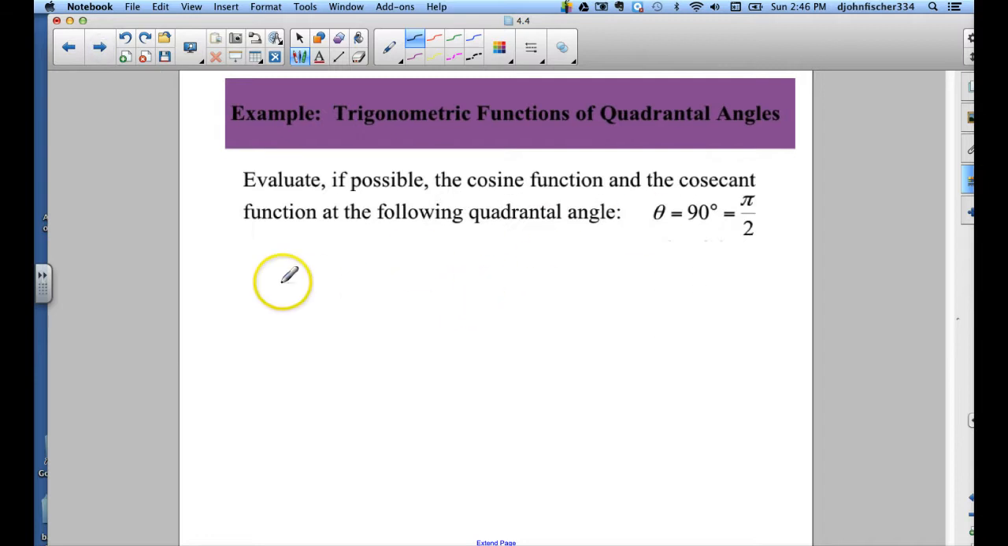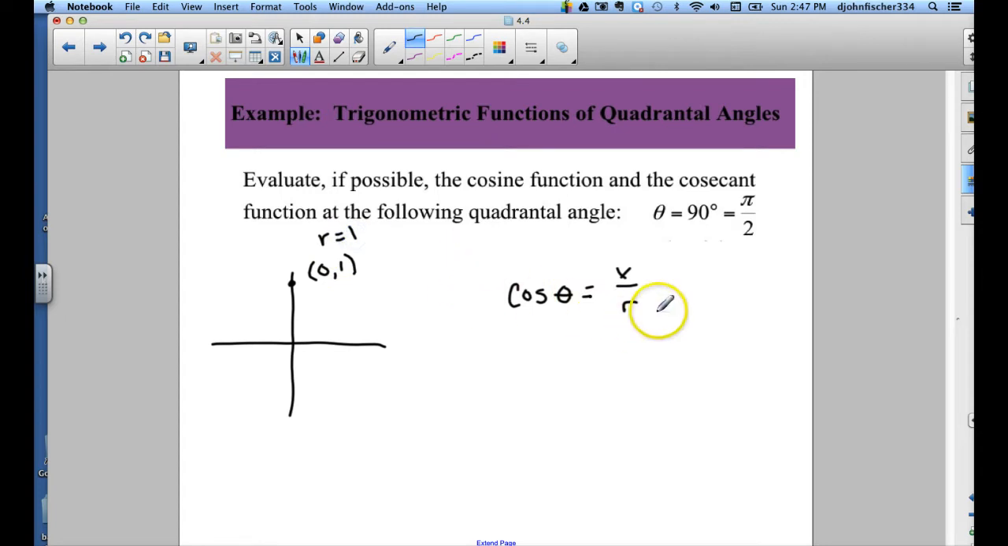So let's do this one. 90 degrees. Now let's draw 90 degrees out. 90 degrees is up here. 90 degrees is (0, 1). So it says find cosine. So cosine of theta here is x over r. Again, with this point here, we get (0, 1). My r is still going to be 1 when we do x squared plus y squared. So it'll be 0 over 1, which is 0. Now cosecant is r over y, which is 1 over 1, which is 1. Alright, so the cosecant does exist here.